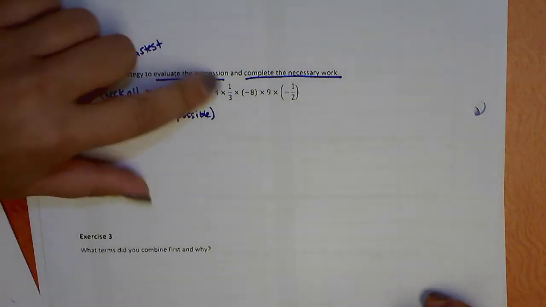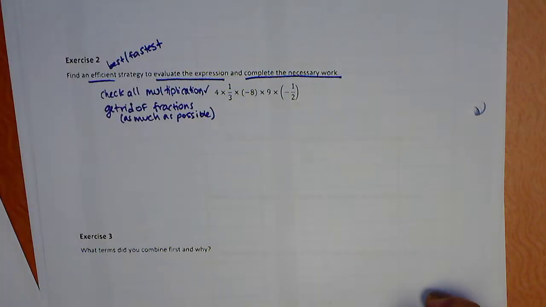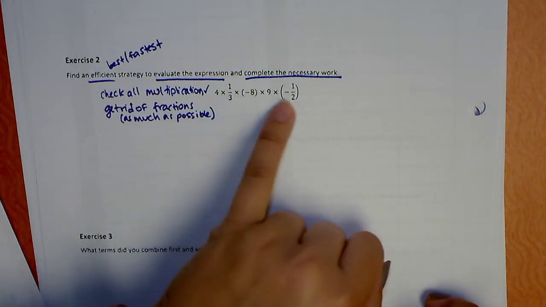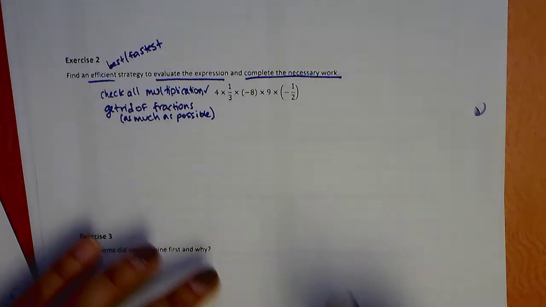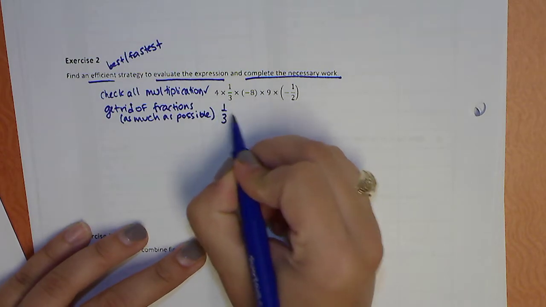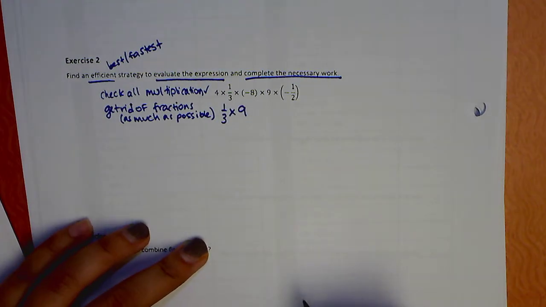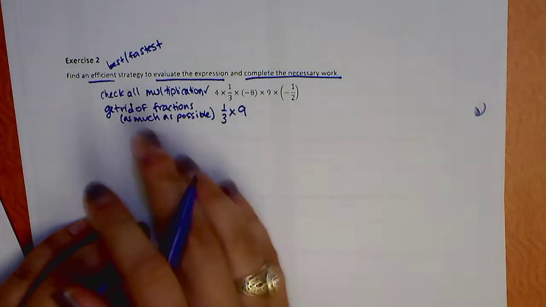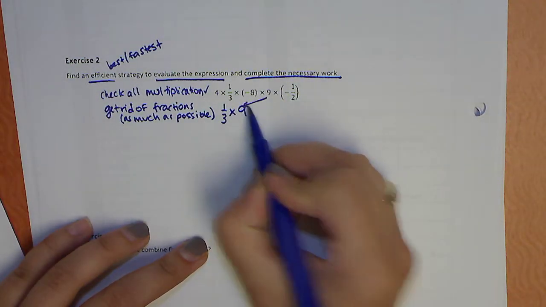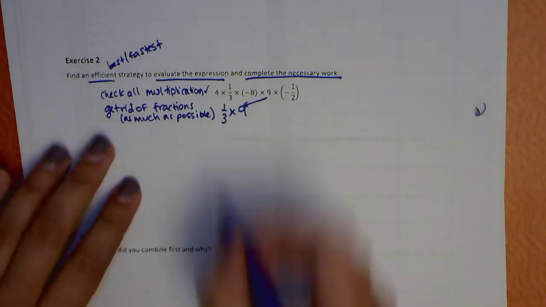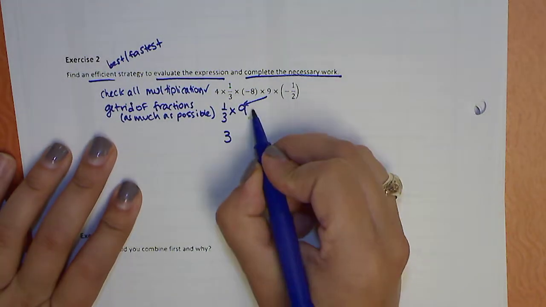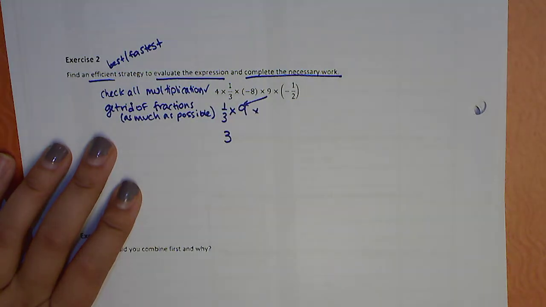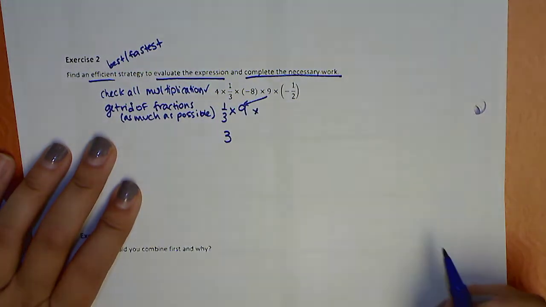For example, 1/3. Is there a number here I can multiply times 1/3 that turns it into a non-fraction? Yeah, if I multiply 1/3 times 9, I'm going to get 3. So I'm going to move the 9 to go over here by the 1/3 so that we can multiply those together to get 3. Notice I'm moving things around because I'm allowed to do that. That's called the commutative property.